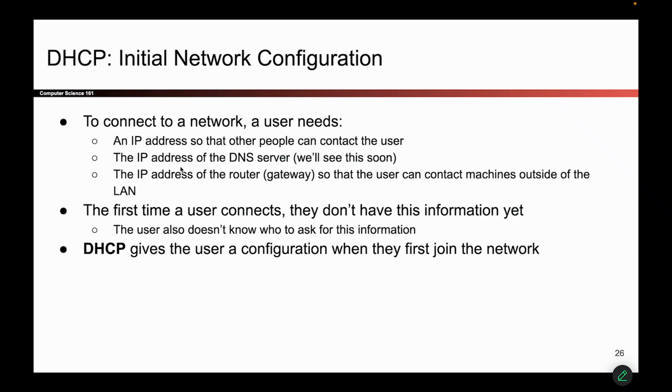You'll also need the IP address of something called the DNS server, which we will talk about later. But for now, you can think of it as some other helpful service that we might want to talk to. And it would be nice to know their IP address. When I first connect, I don't know any of this stuff. Who on the network is the router? I have no idea. What's my address? I don't know. So I need a protocol to figure out all of these things. That's what DHCP is going to give us.